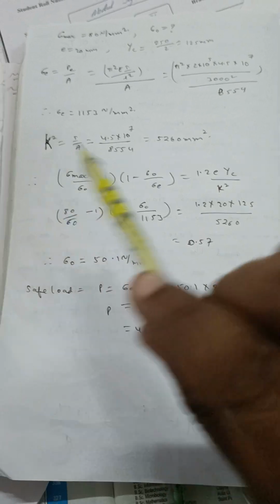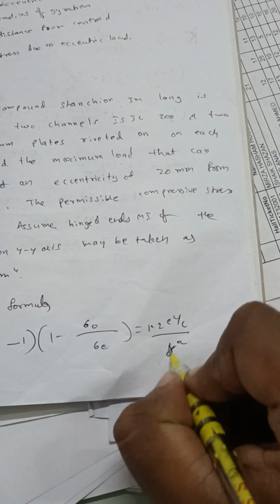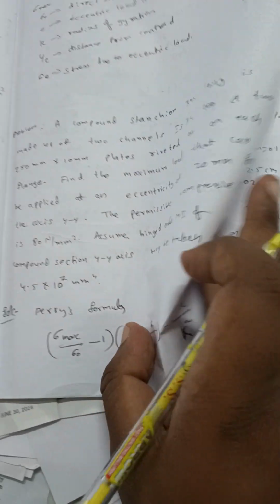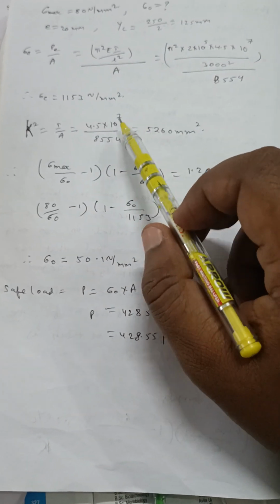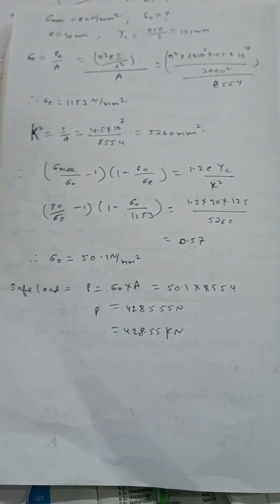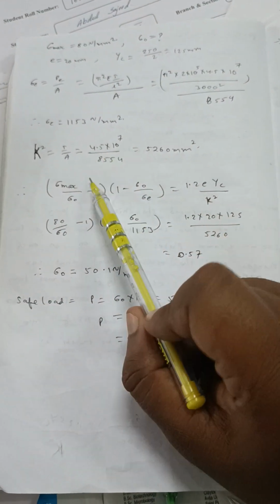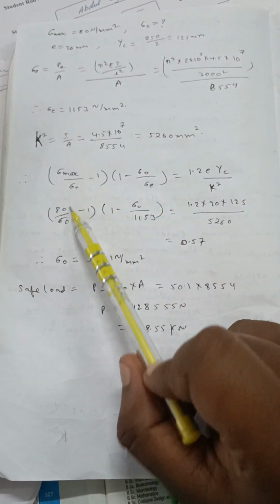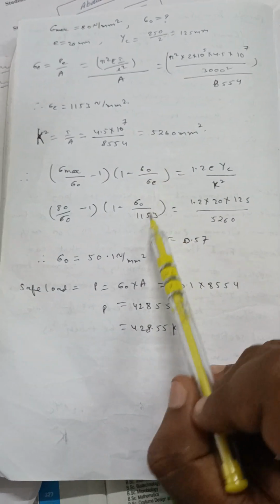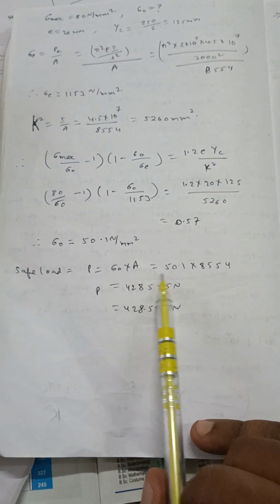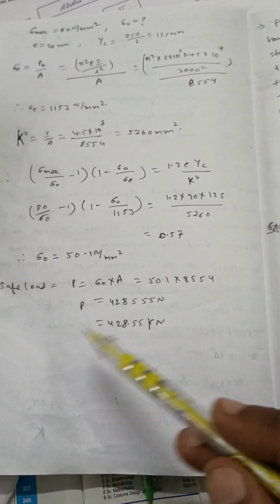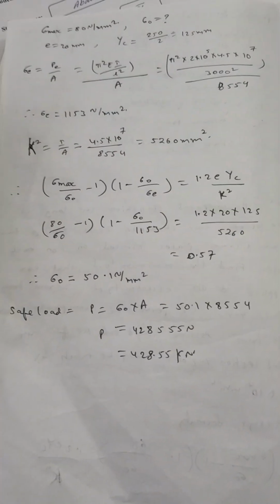Then how to find this K square? Radius of gyration may be denoted by R, small r or K, anything. So K square equals I by A. This is I and this is A. Substitute everything in this formula. Sigma naught is unknown; sigma max, sigma E, Y, everything is known. Then we get sigma naught as this one. The safe load equals stress into area. So this is your safe load. This is the answer. Thank you.